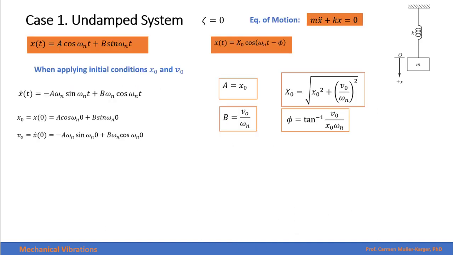To find the values of A and B, we need to get them as a function of the initial conditions of the system.